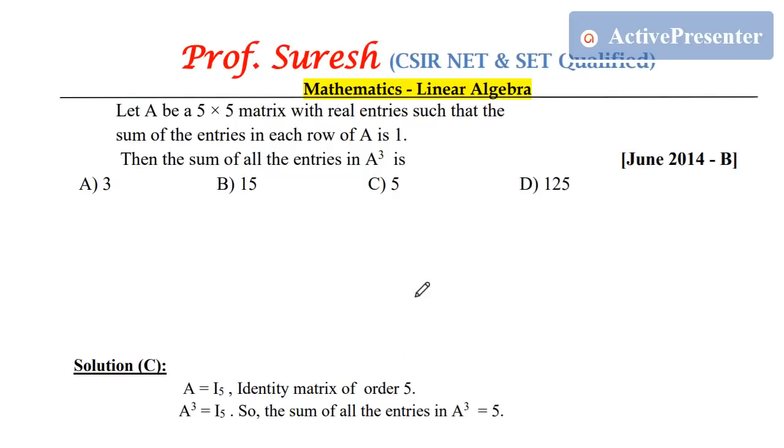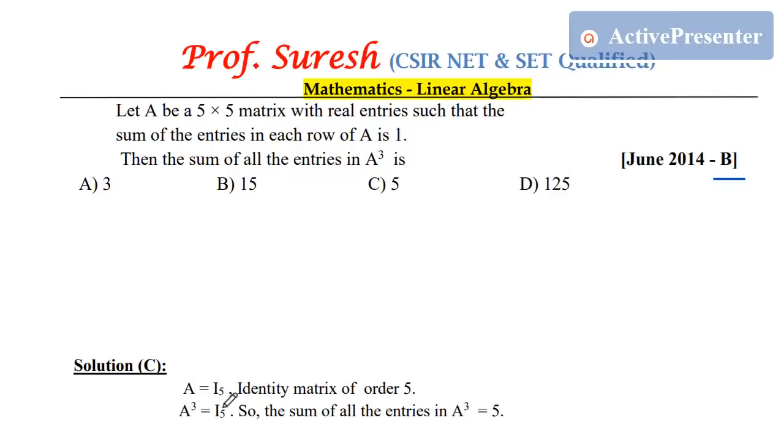Let A be a 5 cross 5 matrix with real entries such that the sum of the entries in each row of A is 1. Then the sum of all the entries in A cube is 3, 15, 5, or 125. Part B question. For this type of question you can take some examples.